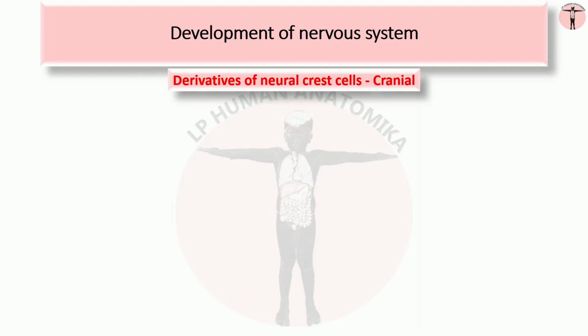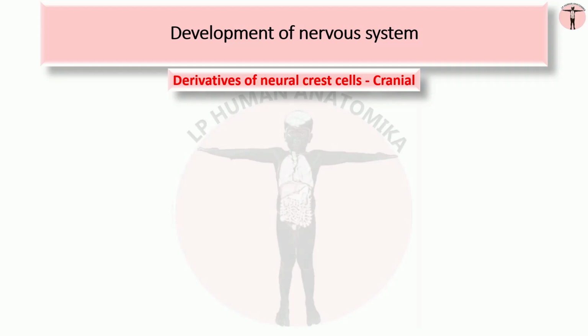Let us first discuss the derivatives of the neural crest cells, and later we will go to the development of the brain. We know neural crest cells originate from the neural tube. These cells migrate to different parts of embryonic tissues. Neural crest cells are unique to vertebrates and arise from the embryonic neurectoderm of the ectodermal germ layer. Neural crest cells are transient stem cells that give rise to a variety of cell types.